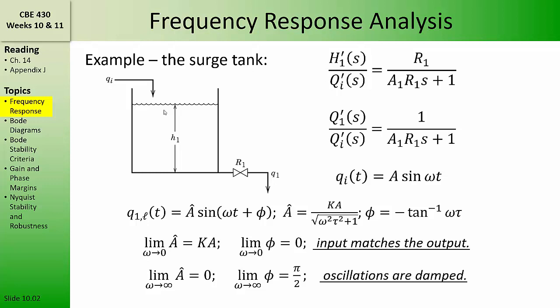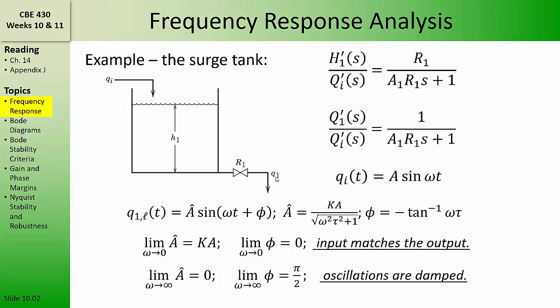Now let's suppose that our inlet flow rate is varying sinusoidally in time with a frequency omega and an amplitude A. When that inlet perturbation begins, it will cause a perturbation in the outlet stream flow rate that will include some exponentially decaying terms and then sustained sinusoidal oscillations with a frequency omega equal to the frequency of the deviation in the inlet flow rate, but shifted in time by a phase angle phi.